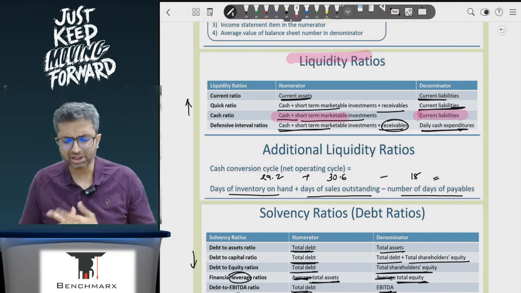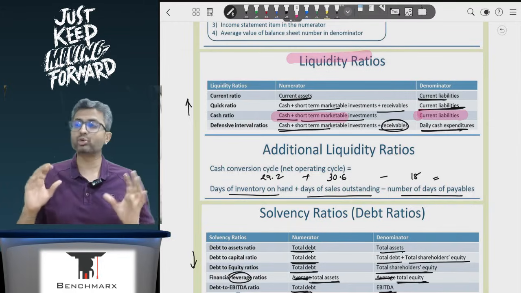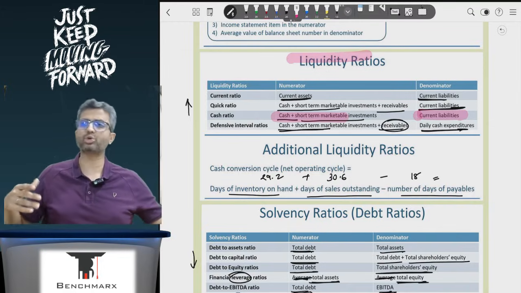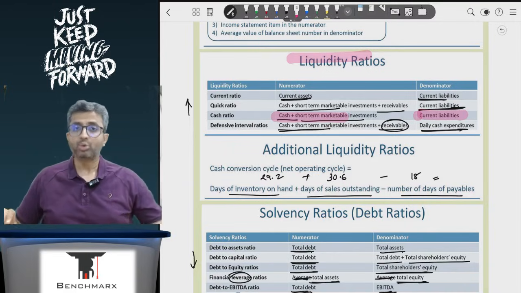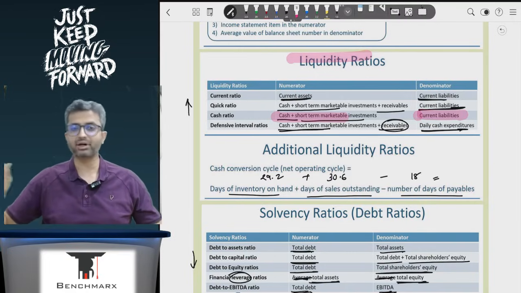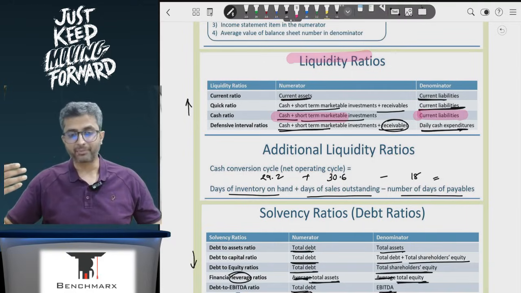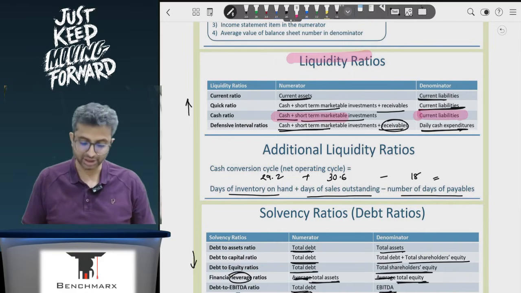Then there's a defensive interval ratio, which means you are taking how many days you have to survive if you get no further cash. Let's say you have 100 rupees worth of cash and your average daily expenses are 5 rupees, which means 100 divided by 5, that will be 20 days of operations, for example, even if you get no other cash. So that is your defensive interval ratio.